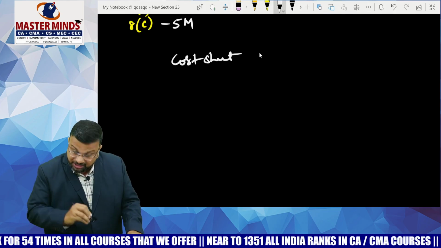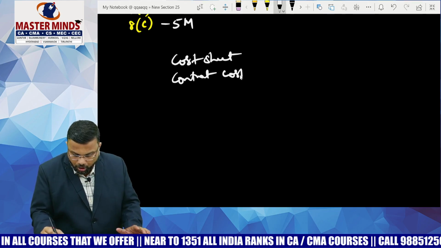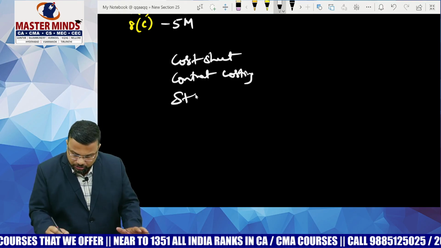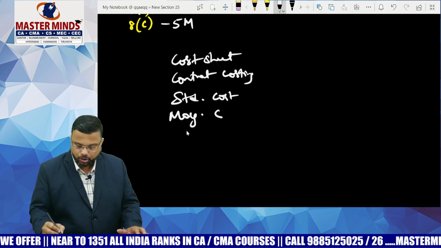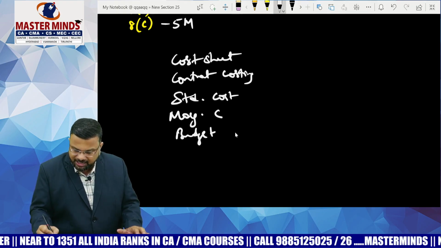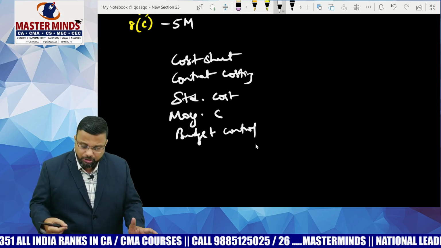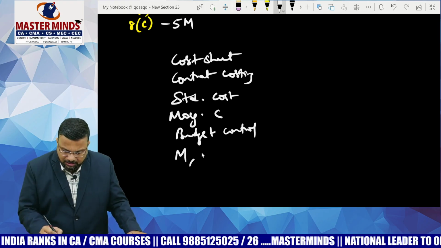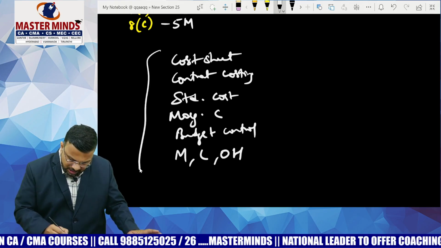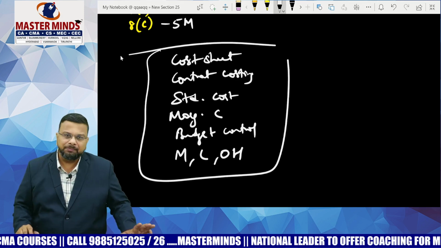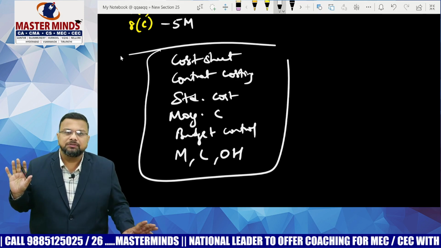Second one, straight away, without any hesitation, I will mention contract costing. Then standard costing. Marginal costing. Budget and budgetary control, which areas I have already mentioned to you. Then you can go for material, labor and overheads. But whatever the case may be, these are very, very important. These chapters are to be covered without any excuse.